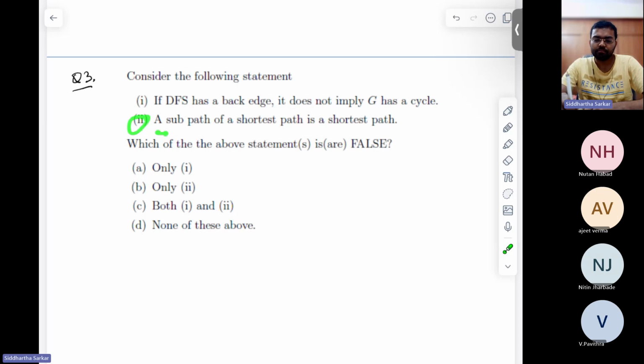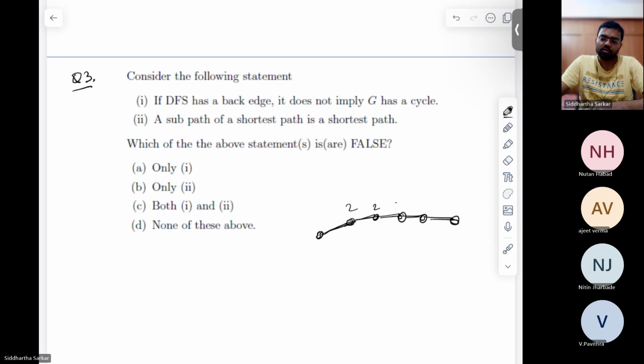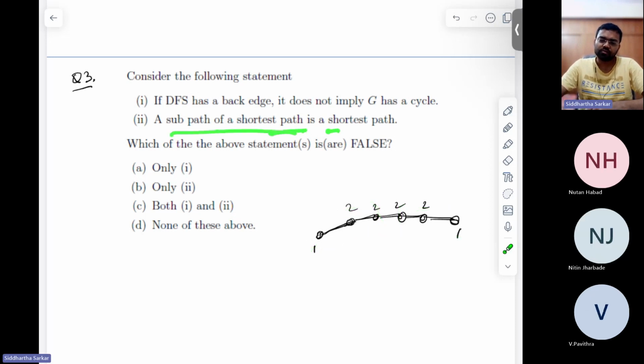And the other statement is a subpath of the shortest path is the shortest path. What is a subpath? A path is a set of vertices where the adjacent vertices are connected. So every vertex has degree 2, except the end vertices, which have degree 1. A subpath is a subset of vertices within the path, and the subgraph induced by them. So we're saying that a subpath of a shortest path should also be a shortest path. These are the two statements, and we have to decide which of them are false.